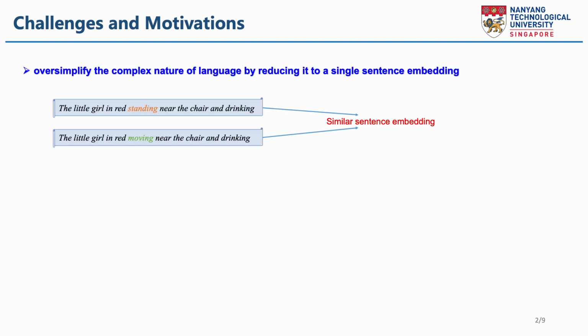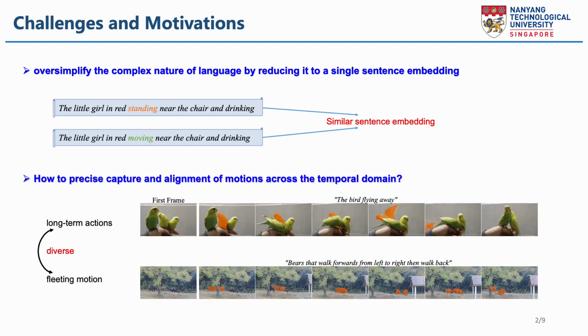Current approaches in referring video segmentation typically oversimplify the complex nature of language by reducing it to a single sentence embedding. This approach tends to overshadow the distinct importance and unique static or motion cues offered by the sentence. For instance, consider the sentences, "The little girl in red, standing near the chair and drinking," and "The little girl in red, moving near the chair and drinking." These two sentences share 10 out of 11 words, leading to highly similar sentence embeddings, despite potentially referring to different targets.